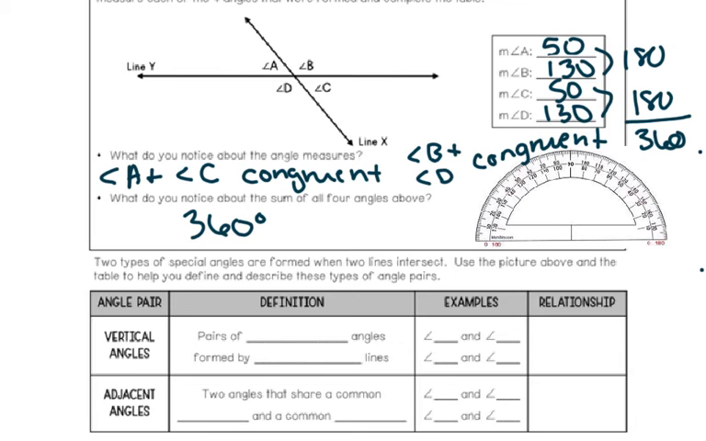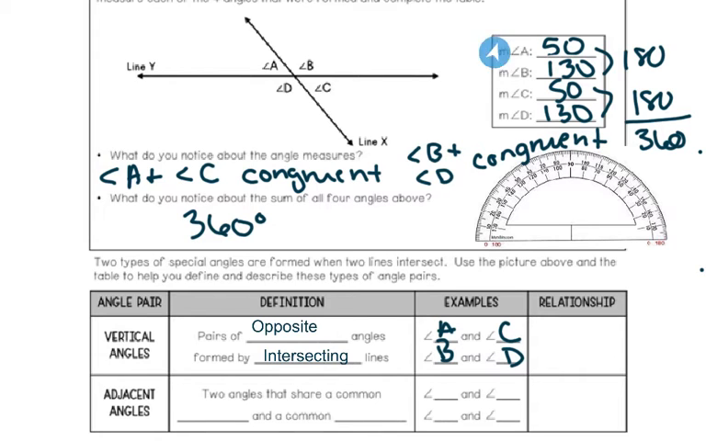Next, we're going to talk about our two types of special angles that are formed when two lines intersect. We can use our picture above and the table to define and describe these types of angle pairs. Vertical angles are pairs of opposite angles formed by intersecting lines. Vertical angles are also angles that are across from each other. So in our diagram, I see that angle A is across from angle C. So there's one example of vertical angles. Also in that diagram, B is across from D. So those are also vertical angles.